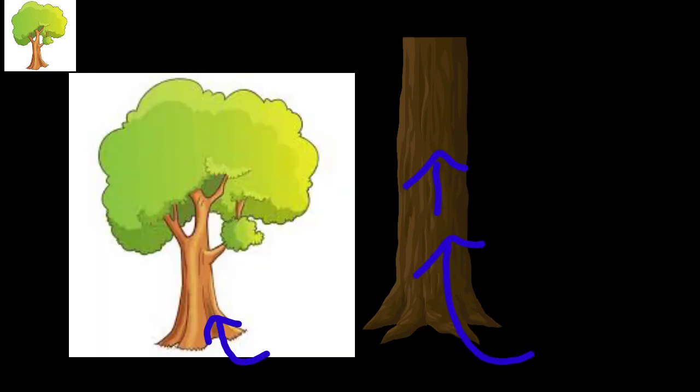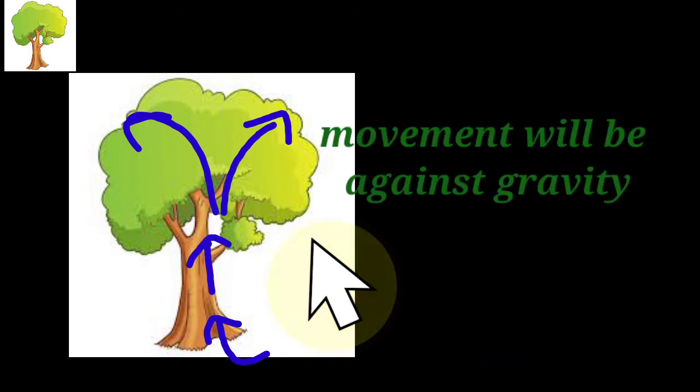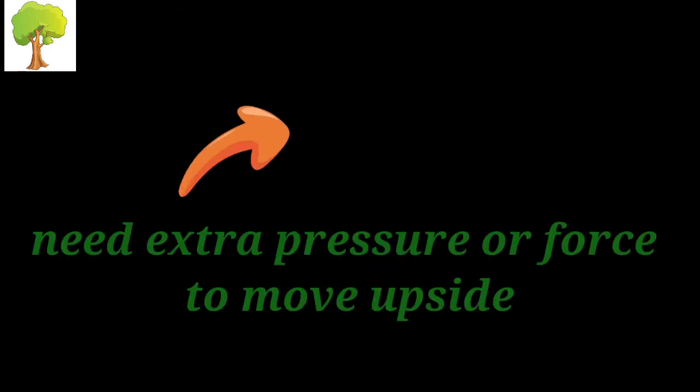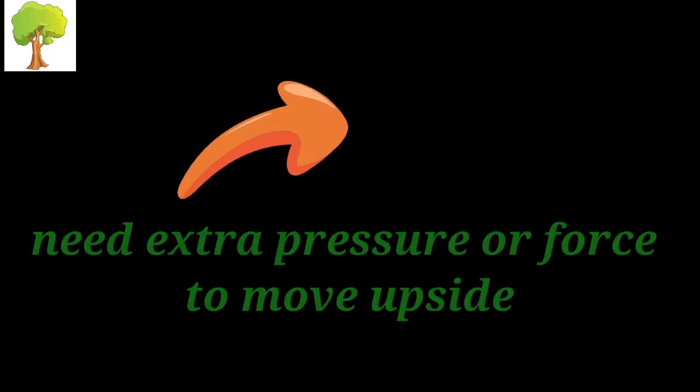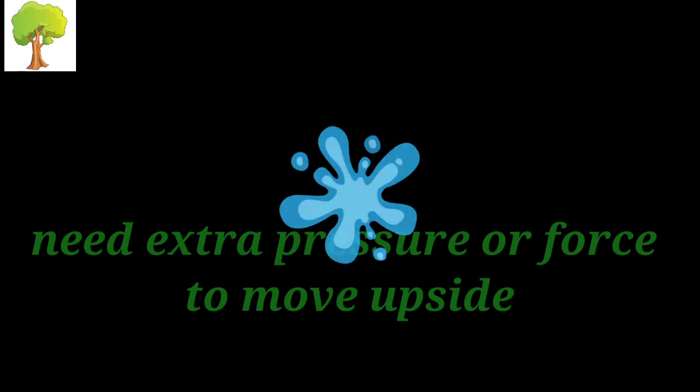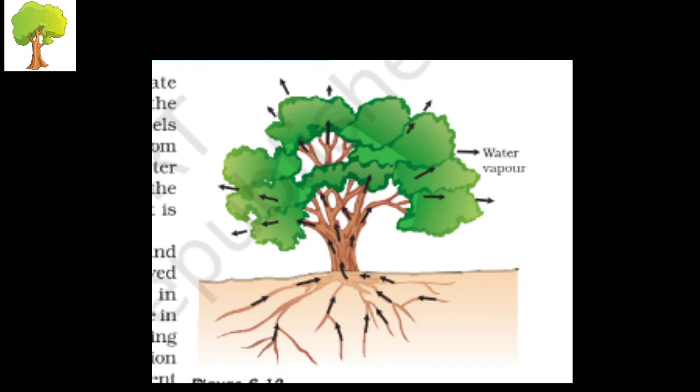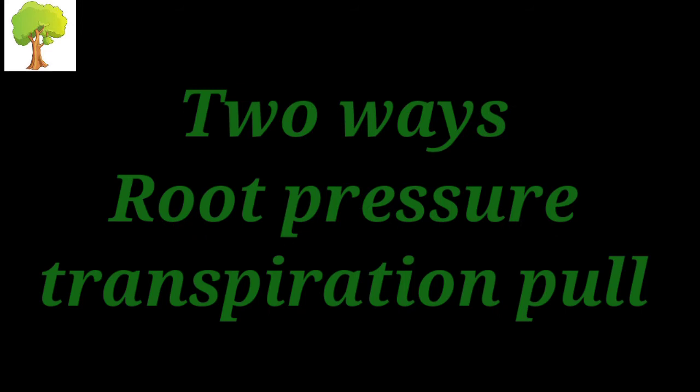As water has to move from roots to leaves, this movement will be against gravity. And we know anything which is moving against gravity will need some pressure, force and help. So for this, water requires some pressure and suction also. So the plant does this in two ways: root pressure and transpiration pull. These two ways are helpful for the plant.